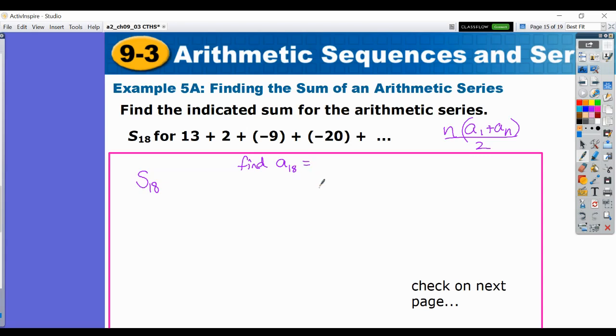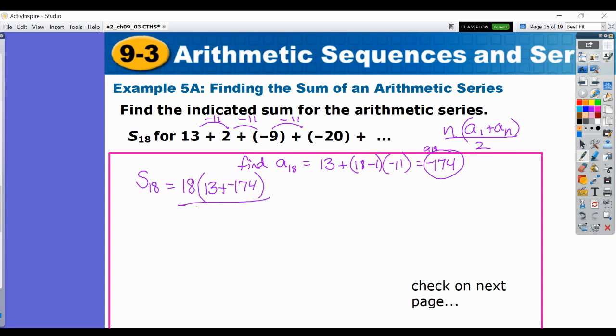To find A18, we're going to use that first formula, which is first term plus 18 minus 1 times the common difference. These are going down 11, it looks like. Yep, times negative 11. So if I do that, 13 plus 17 times negative 11 is negative 174. That is my 18th term, so that's a sub 18. So in order to do my sum now, I know I'm going to have 18 terms. The first plus the last divided by 2.